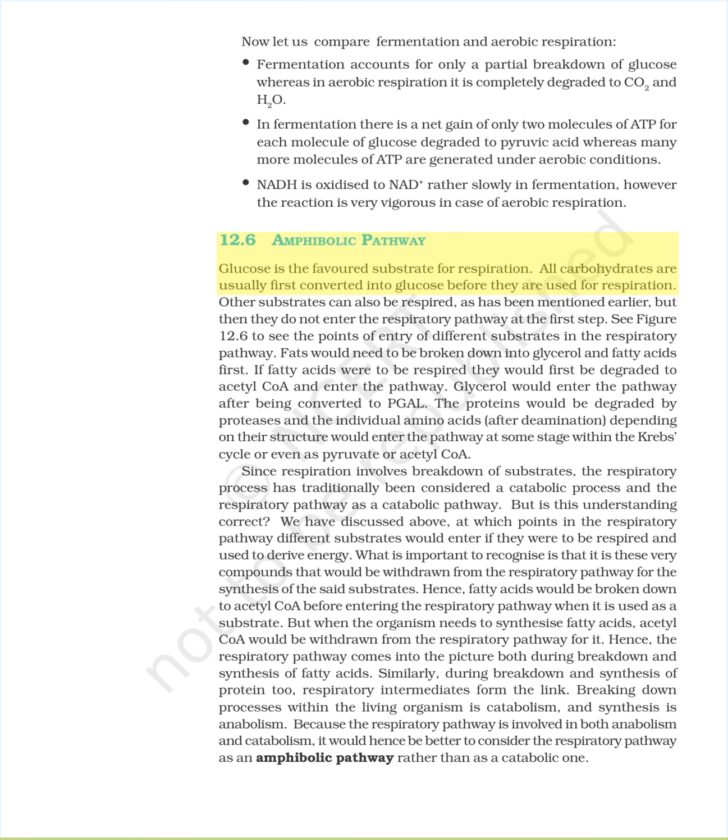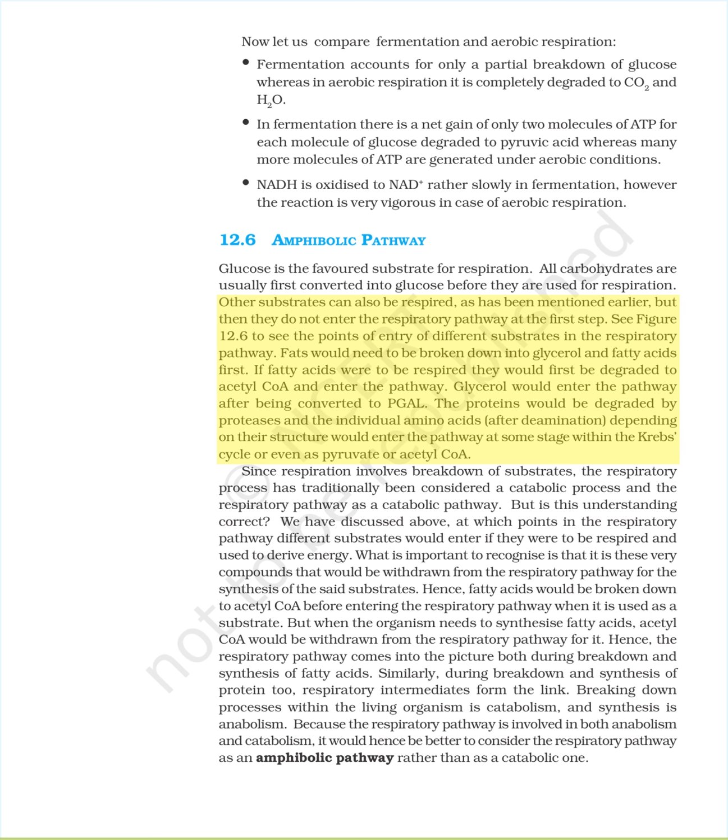12.6 Amphibolic pathway. Glucose is the favored substrate for respiration. All carbohydrates are usually first converted into glucose before they are used for respiration. Other substrates can also be respired, as has been mentioned earlier, but then they do not enter the respiratory pathway at the first step. See Figure 12.6 to see the points of entry of different substrates in the respiratory pathway.